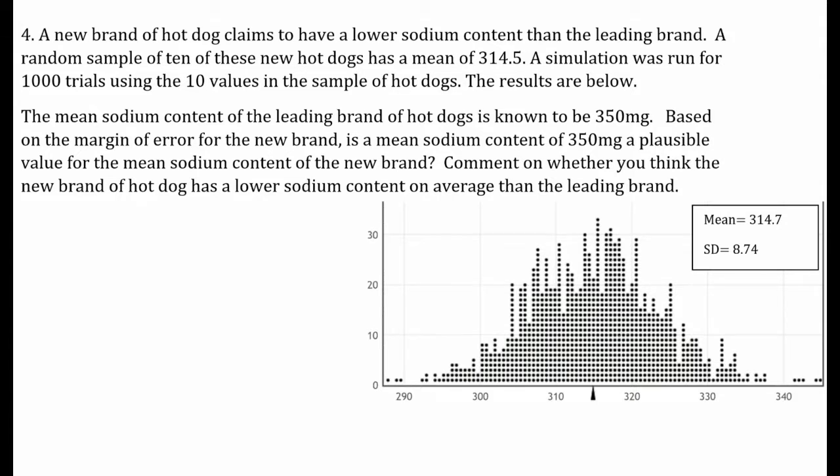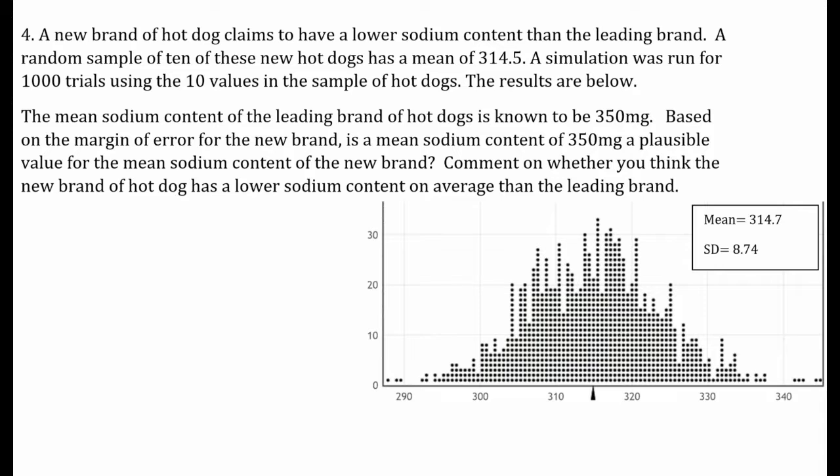And finally, number 4. A brand new hot dog claims to have a lower sodium content than the leading brand. A random sample of 10 of these new hot dogs has a mean of 314.5. A simulation was run for 1,000 trials using the 10 values in the sample of hot dogs. The results are shown below. The mean sodium content of the leading brand of a hot dog is known to be 350. Based on the margin of error for the new brand, is the mean sodium content of 350 a plausible value for the mean sodium content of the new brand? Comment on whether you think the new brand of hot dogs has a lower sodium content on average than the leading brand.